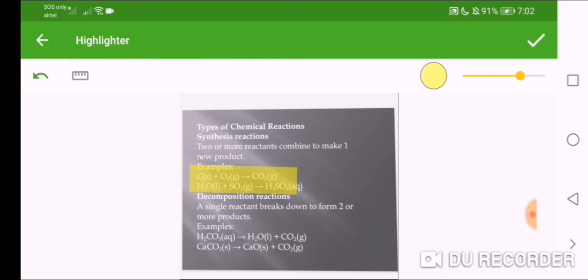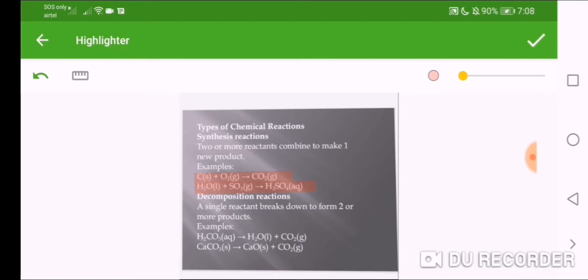Water and sulfur trioxide. Production of carbon dioxide occurs by the reaction of carbon and oxygen, and production of sulfuric acid occurs by water and sulfur trioxide. Here the two reactions are given, and another reaction is the decomposition reaction.